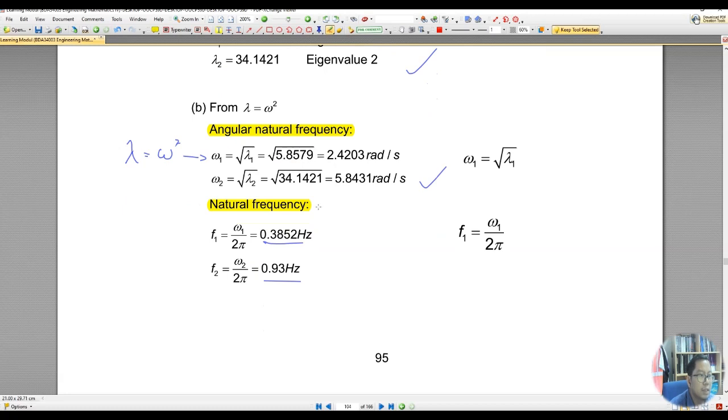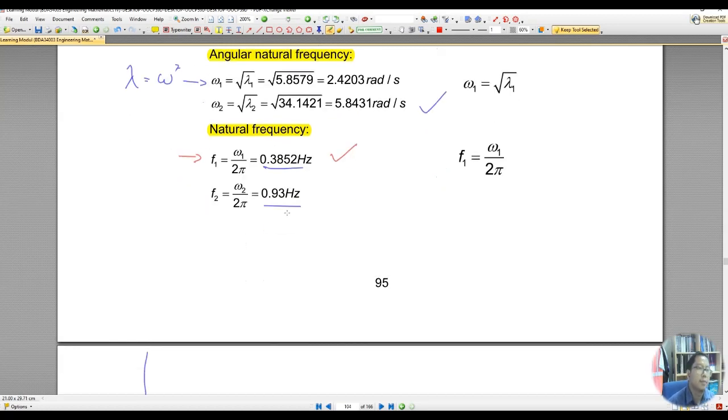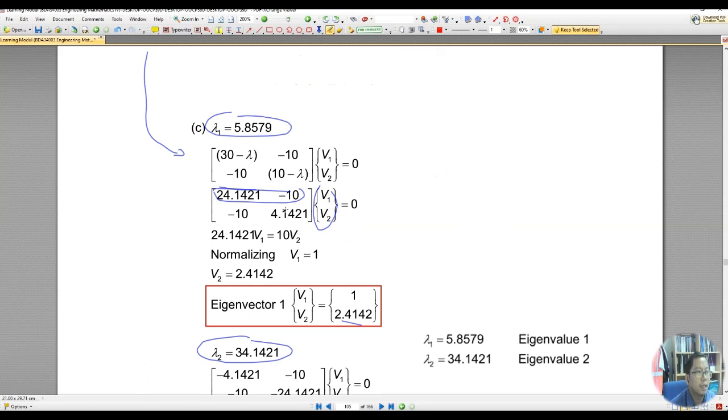Same goes for the natural frequency. When you have the angular natural frequency, you can convert based on this formula: f1, the frequency 1, is equal to natural frequency 1 divided by 2 pi. Then you can get the natural frequency. Okay, and for part C, they are asking you to identify the eigenvector.